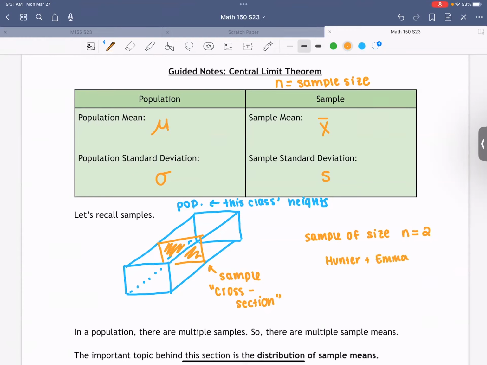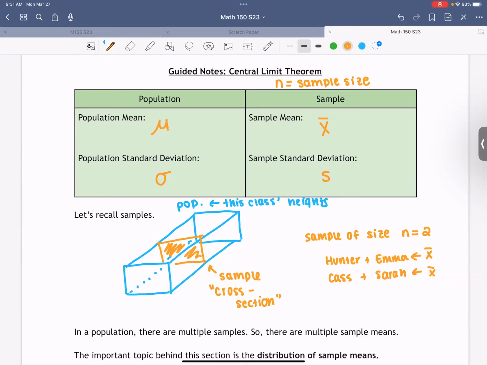That would be a sample of size 2. I could also take Cass's height and Sarah's height, and that would be another sample of size 2, okay? Now, each of these different samples has a sample mean, right? I could add up Hunter and Emma's height divided by 2, and that would be a sample mean. I could also have the sample mean of Cass's height and Sarah's height. I could just take the average of those 2. So within each of these different samples, we have all these different sample means that I could take. Does that kind of make sense?